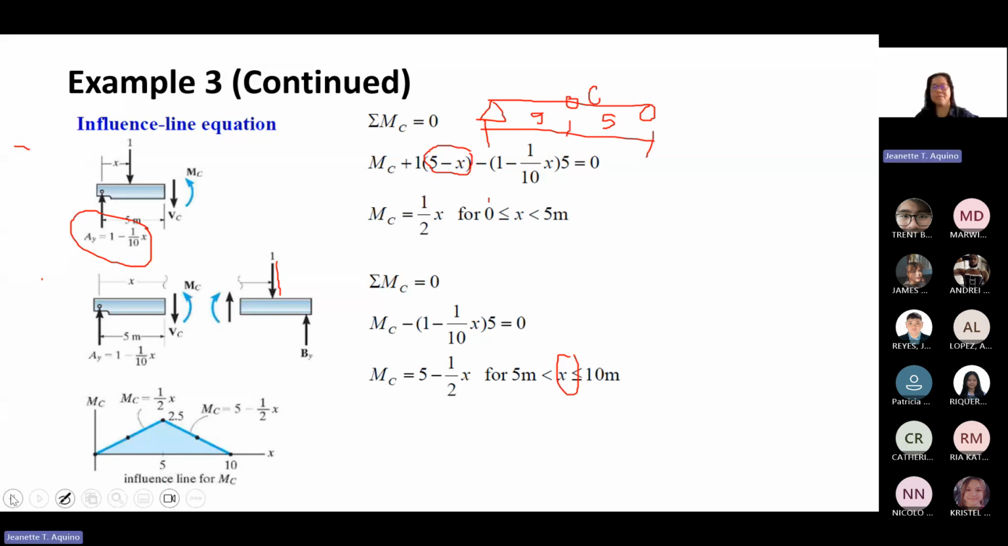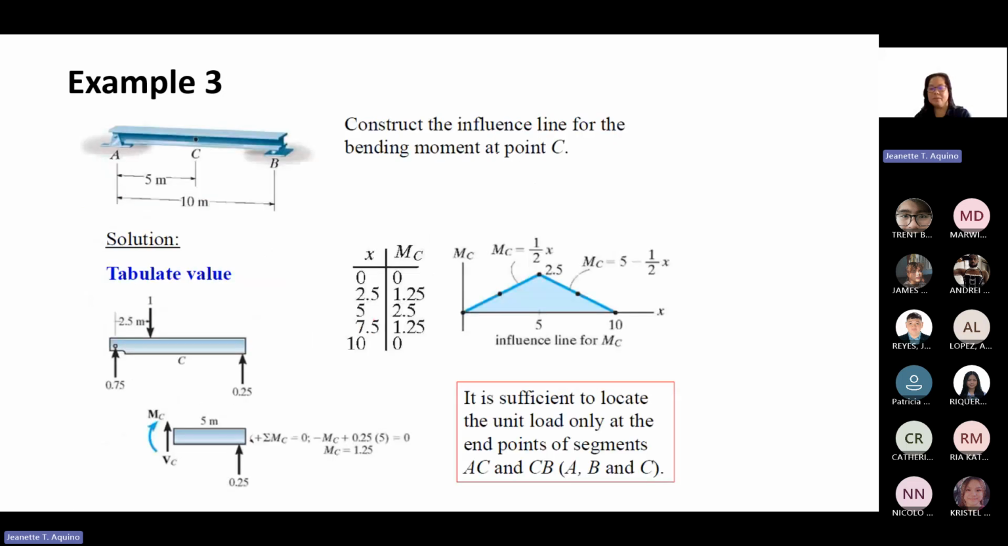Let's go back here. Okay, so on the left this will be the value, and then on the right is this one. So if x is equal to 0, then MC will be 0. If x is equal to 2.5, so 2.5 over 2 will be 1.25, and if x is equal to 5, 5 over 2 is 5 minus 2.5, so it's 2.5.